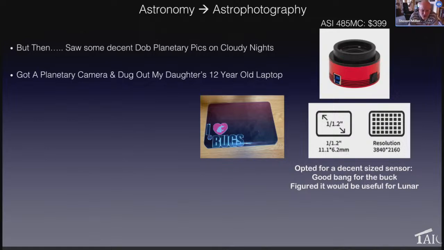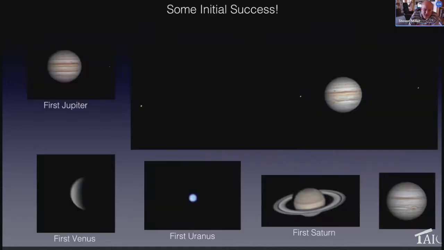I borrowed my daughter's 12-year-old laptop and then got it going. Watched a couple of videos on FireCapture and AutoStakkert. And I got some initially good pictures. I mean, for me, not ever taking an astro picture, these were very satisfying to get. Basic pictures of Jupiter, Saturn, Uranus, and Venus. So that was pretty exciting right there.